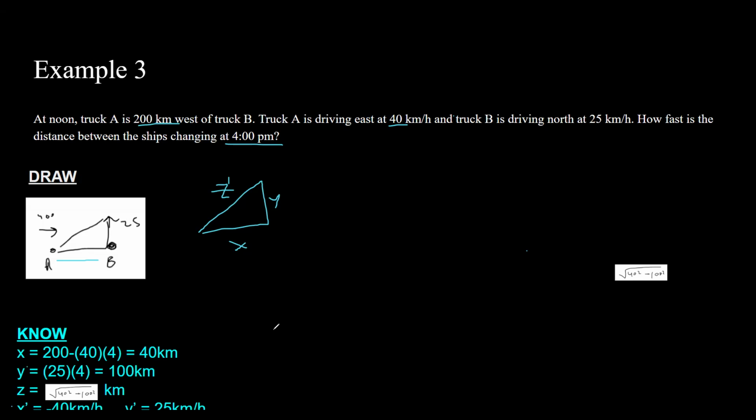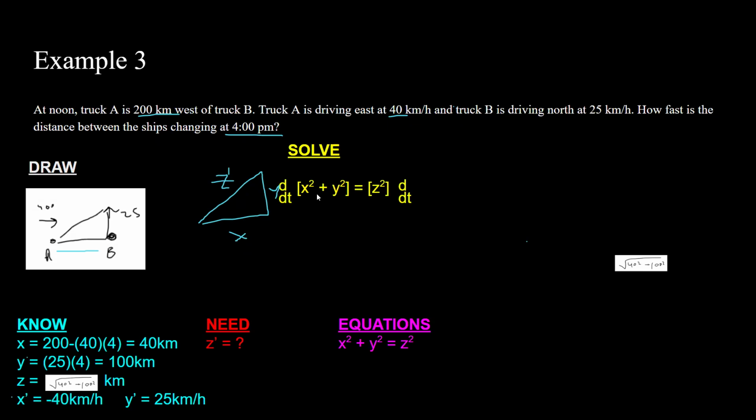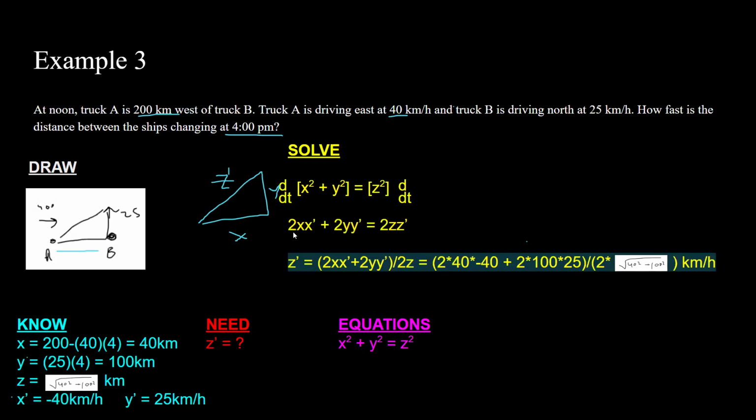So that's what we know. Keep in mind, it only took this long because I'm saying it. It would hopefully be quicker for you when you're doing it. We're trying to find z prime, because the distance between them is z. The change in distance between them, which is what it asked, is z prime. The equation we use is the Pythagorean theorem. We take the derivative of both sides and get 2x x prime plus 2y y prime equals 2z z prime. Solving for z prime, we divide by 2z to get z prime by itself.